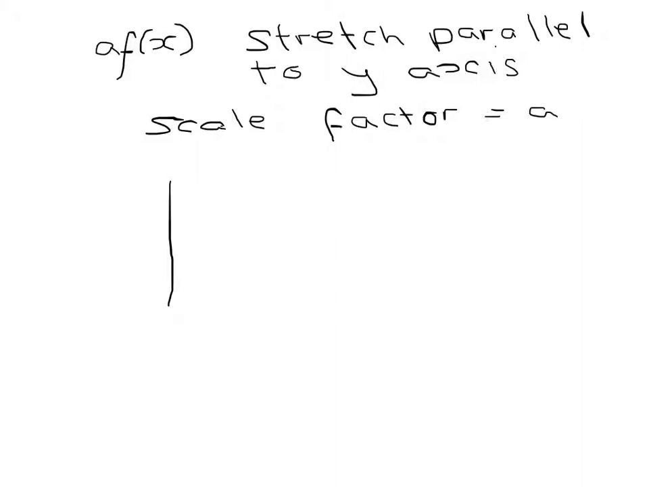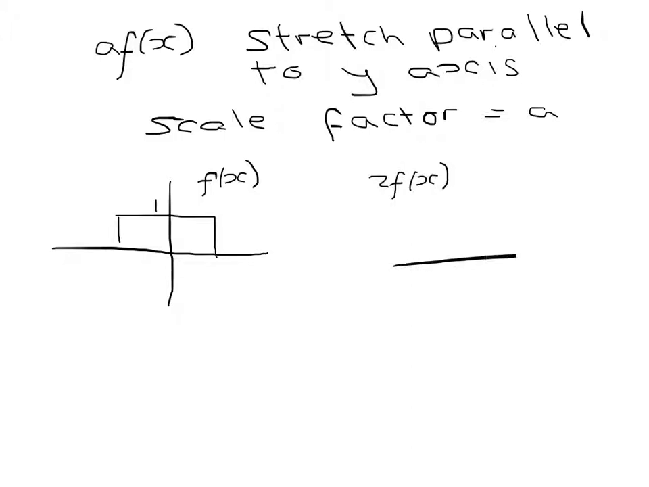So if we get back to our old f of x function, if that is now up to 1, then 2 f of x is now going to go up to 2. Everything, all the x values stay the same. So if that's between negative 1 and 1, that's still between negative 1 and 1. The only thing that changes is the y.